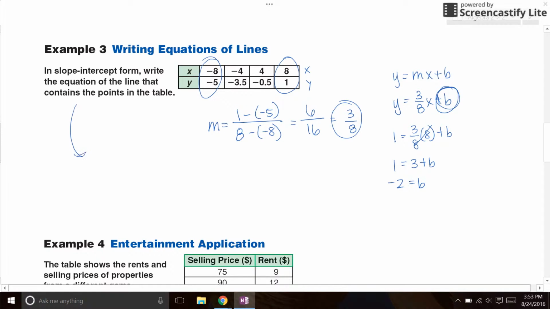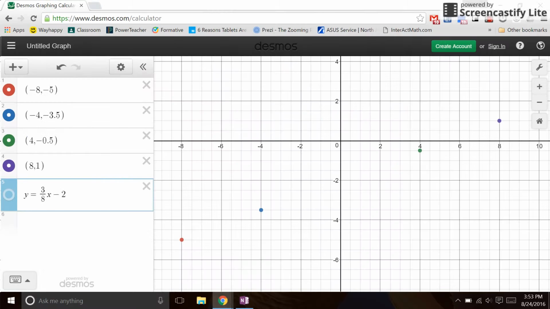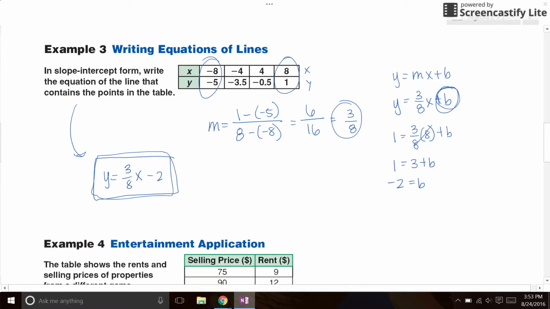So now they want this equation, piece of cake. y equals 3/8 x, and then plus b, or minus 2. And there is the equation of the line that contains all those points. And just to make sure, we go back to Desmos, I already typed it in, and boom, there it is. And look, it hits every point. Nice. All right. What else do we got?